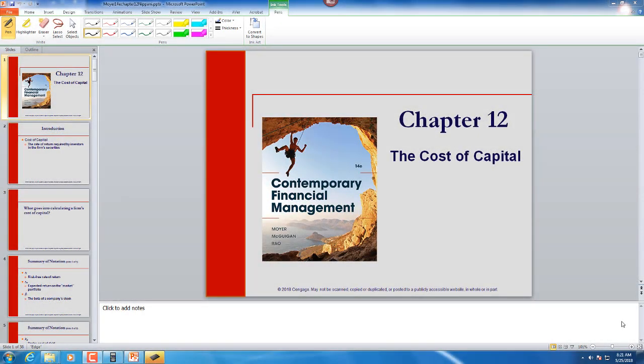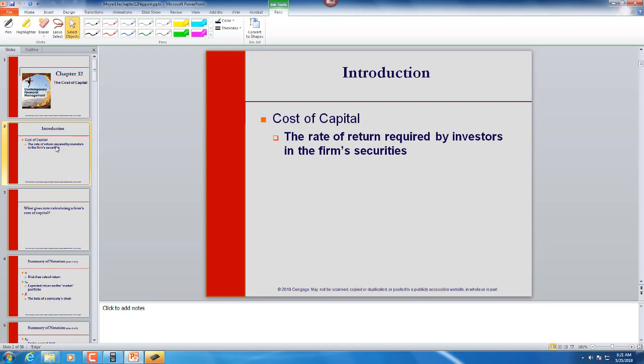Hello everyone and welcome to this lecture on Cost of Capital, chapter 12. This is a chapter you need to listen to before you work on chapters 9, 10 and 11, because 9, 10 and 11 keep referring to cost of capital as the cutoff rate. So what exactly is cost of capital? Cost of capital is the rate of return required by investors in the firm's securities.